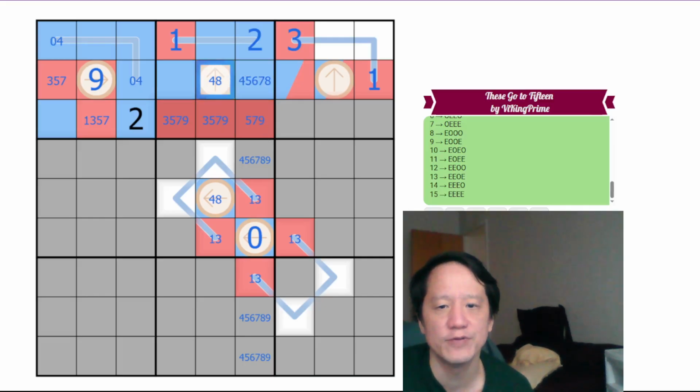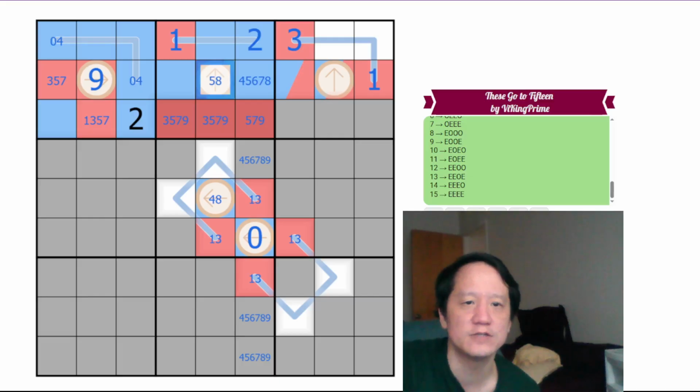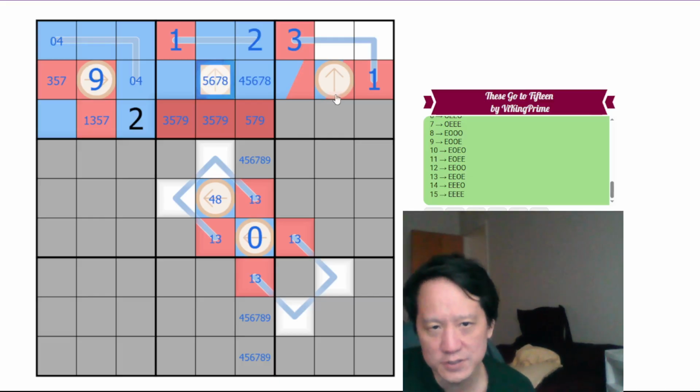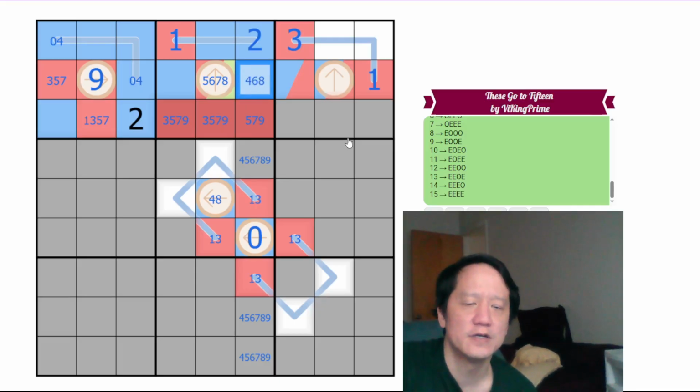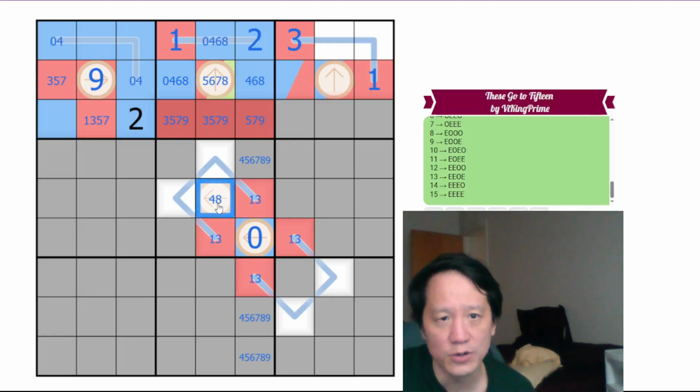So this cannot be 4 and 8 because of the 4-8 pair. It's basically 5, 8, or 6, 7. So this is still the same. Okay. This can't be 5 or 7. One of these is 6 or 8. So we have to have 0 here. So this is 0, 4, 6, 8 here. And this is 0, 4, 6, 8. This has to be 4, 8 here.